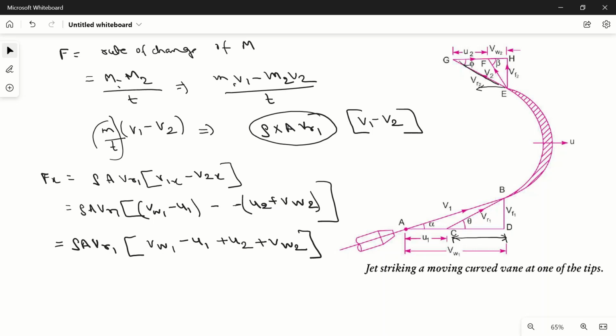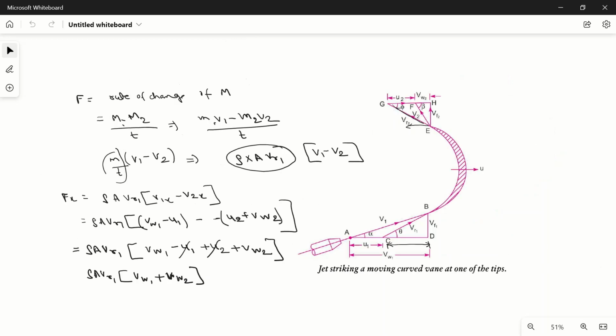Now you know that U1 and U2 are the velocity of the blade at inlet and outlet, which is equal to U, because the velocity of the blade is constant. So U1 and U2 will become equal to U. So U minus U will become 0. So rho a VR1 in bracket VW1 plus VW2. This is the force exerted in the horizontal direction.